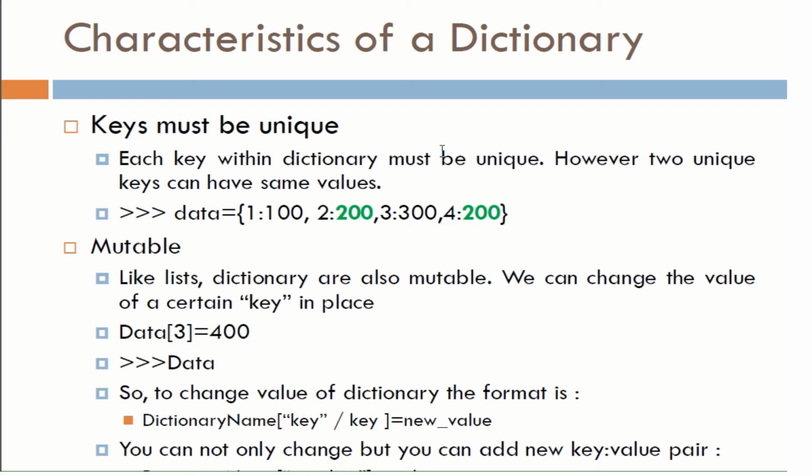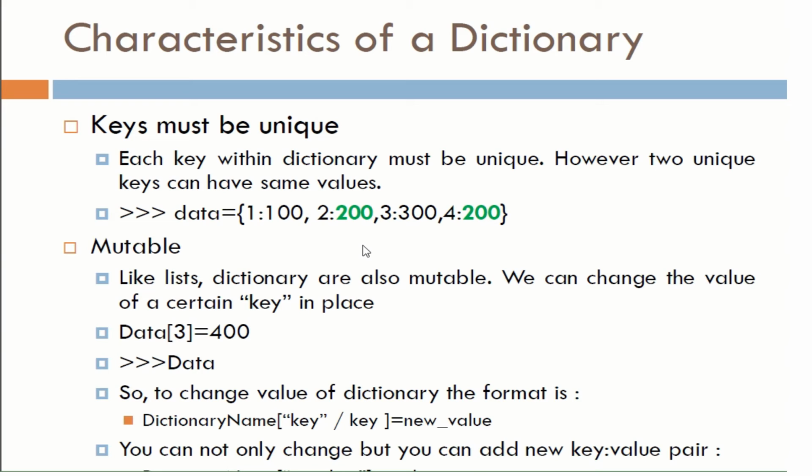It should be unique. Now, each key within a dictionary must be unique. However, two unique keys can have the same values. See, like the data: 1 is the key, and 100 is the value being stored in key 1. 200 is being stored in key 2. Next, 300 is being stored in key 3. Next, 200 again is a value which is the same as stored in key 2, and it is being stored again in which key? The 4th key.